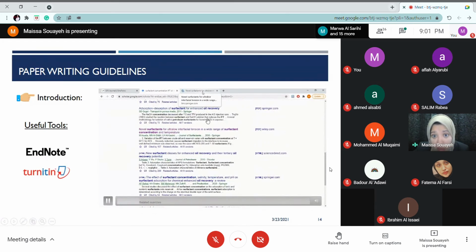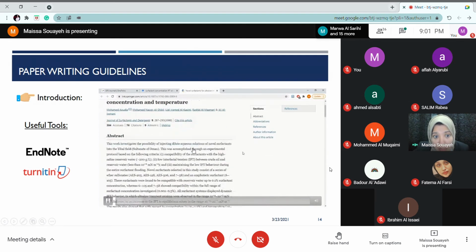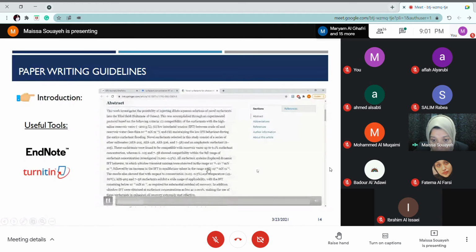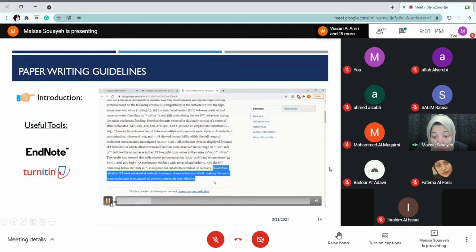Interfacial tension, ultra low. As you can see here, I have access only to the abstract, but it's okay. From the abstract, I can get information also. And then I reach here, and this information, I want to use this information. I want to use this sentence.